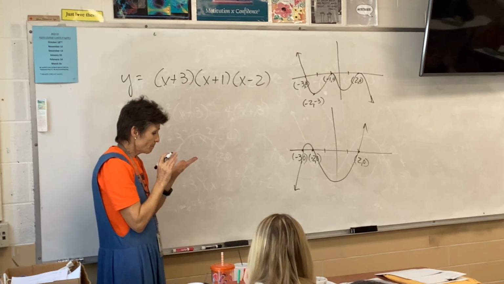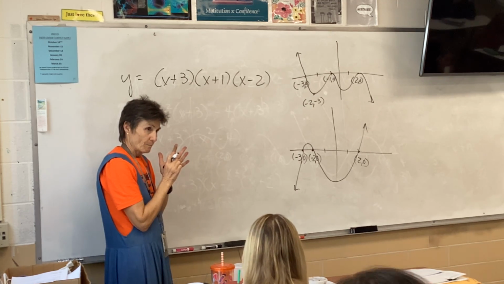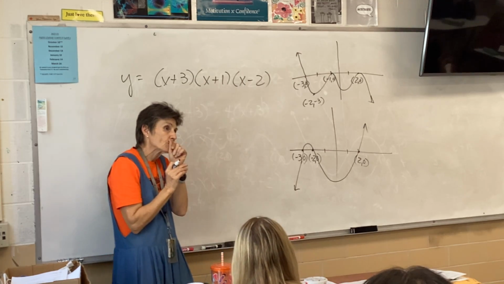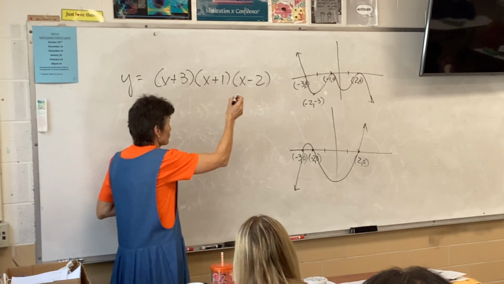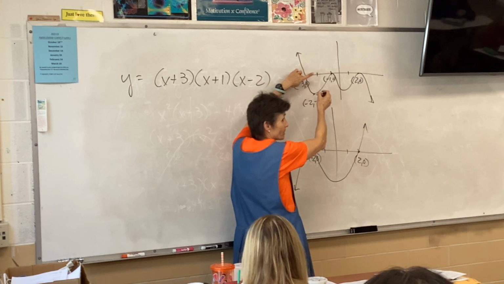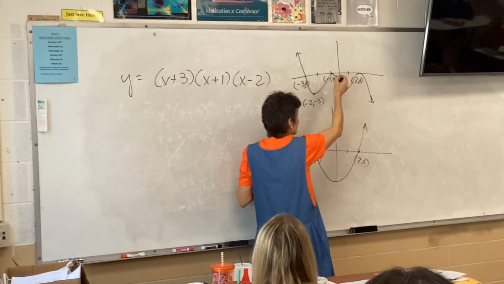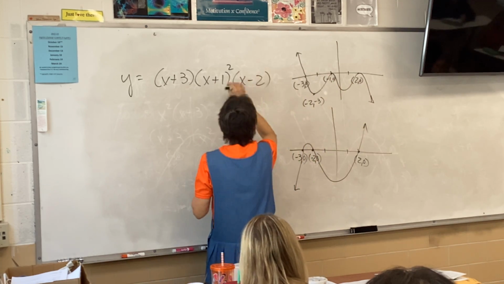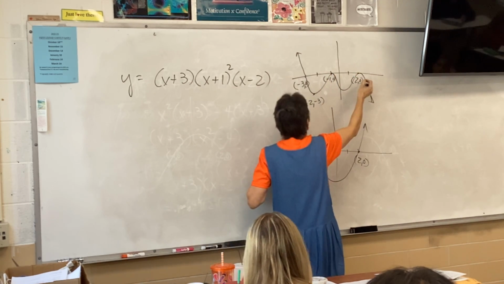Now, Bryson, what do I have to do at this point? Before I go any farther, I have to pay attention to something. Exactly. I gotta put my exponents on. So I'm just gonna trace over my picture. Do I need an exponent at -3? No. Do I need an exponent at -1? No. Yeah, I do, don't I? Yeah. So that's right here. Do I need an exponent at 2? Yes. Yeah. Yep.